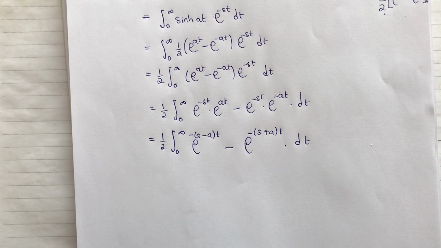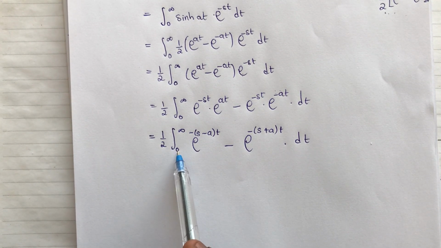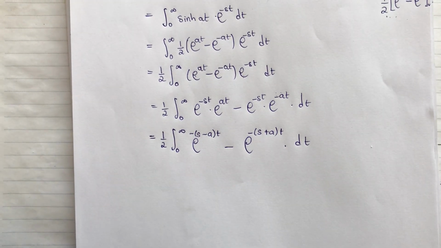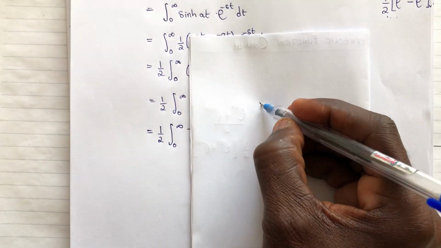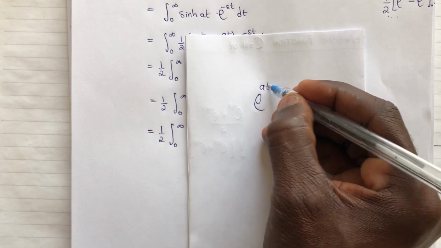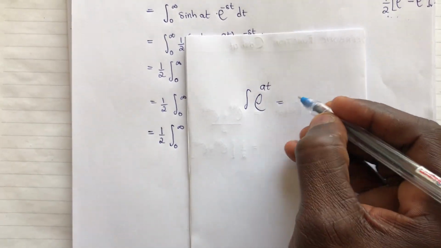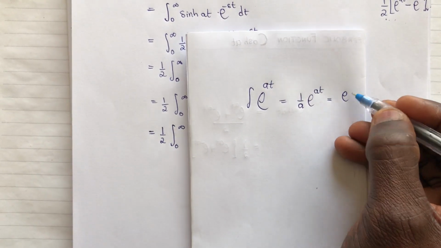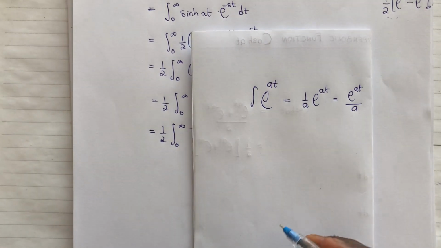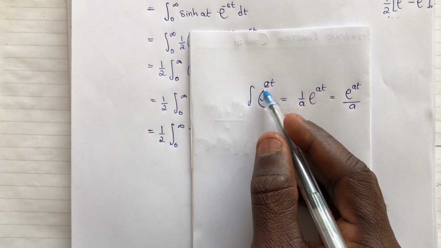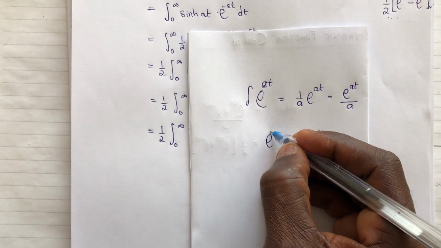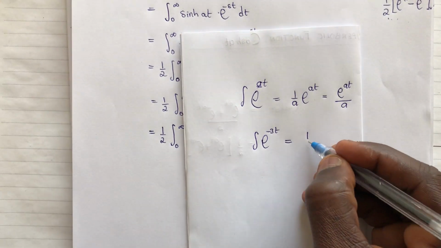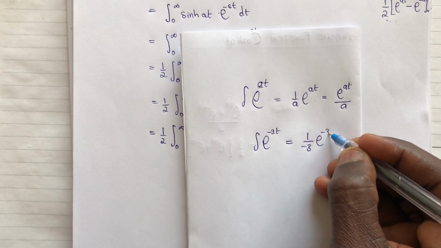Okay, so now we are going to integrate the function and substitute the upper and lower limit. Now to do that, if this is your first time watching this, if we have an exponential function e to the power at, then the integral of this is 1 over a times e to the power at, or the same as e to the power at over a. So if I put a coefficient here, any number, say e to the power minus 3t, then the integral of this gives us 1 over negative 3 times e to the power minus 3t.